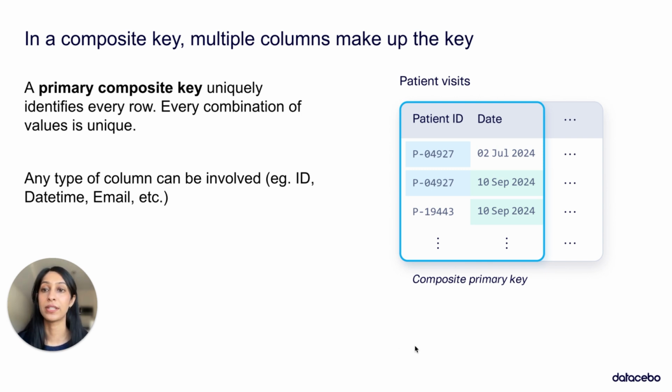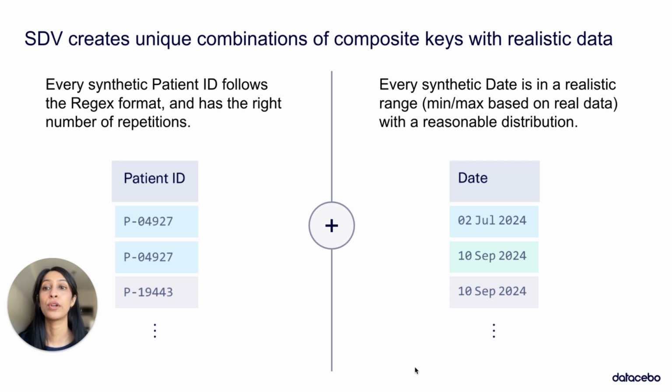But there's more to it than just that. SDV Enterprise also learns the patterns inside each of the individual columns. So for example, every patient ID should follow the right format, which in this case is P dash and then some digits. And we expect that patient ID to repeat a reasonable number of times, which means the patient came back a reasonable number of times. And then for the date column, this is the date time, we expect that the dates occur within a realistic range and also follow a realistic distribution. So SDV Enterprise makes sure to learn these patterns individually in the two columns, but then when put together, it also makes sure that that composite primary key is always unique.